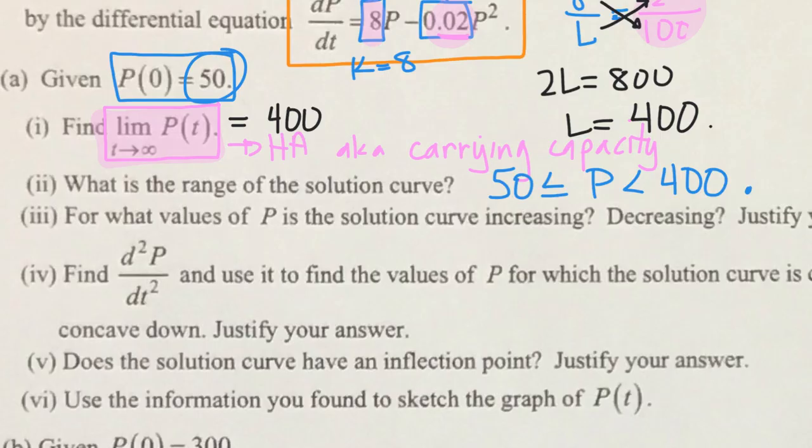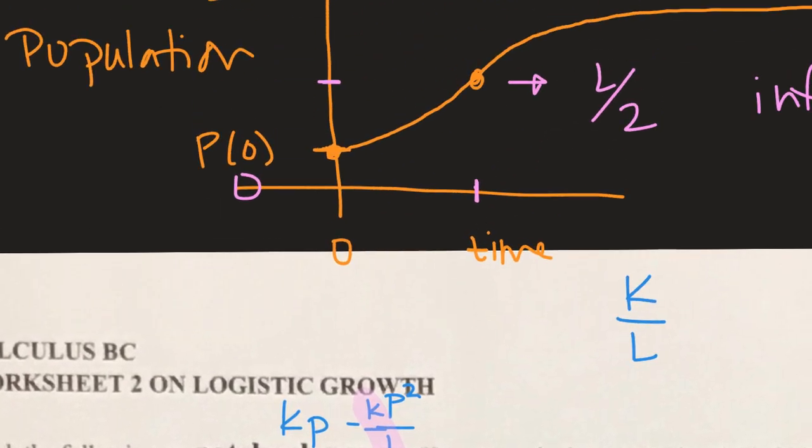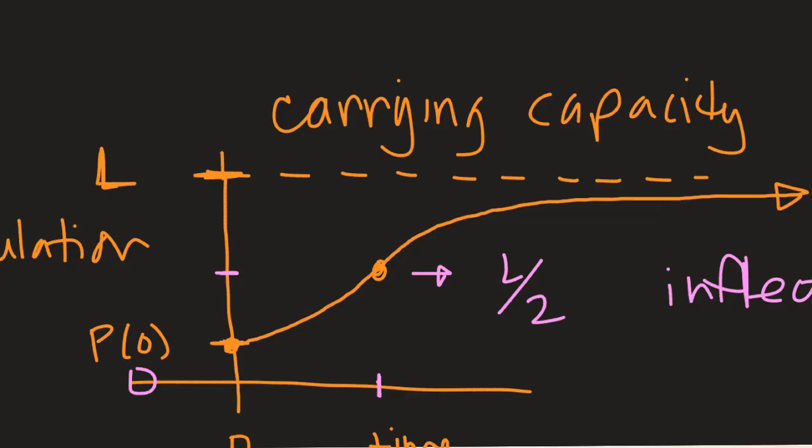For what values of P is the solution curve increasing? We're asking right now about this point of inflection. We decided our carrying capacity is 400. So how many fish will there be at the point of inflection? That would be 200. So our graph is increasing from 50 to 200, our slopes are positive, and then our slopes are decreasing from 200 to 400.